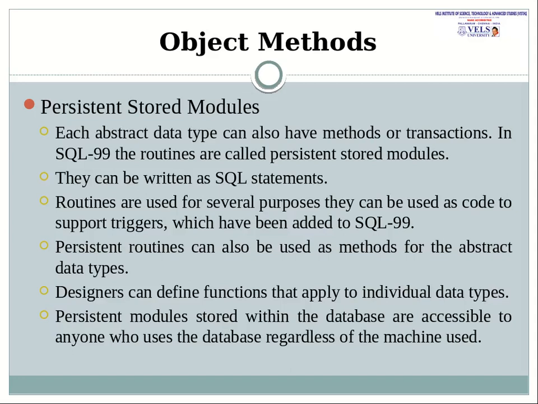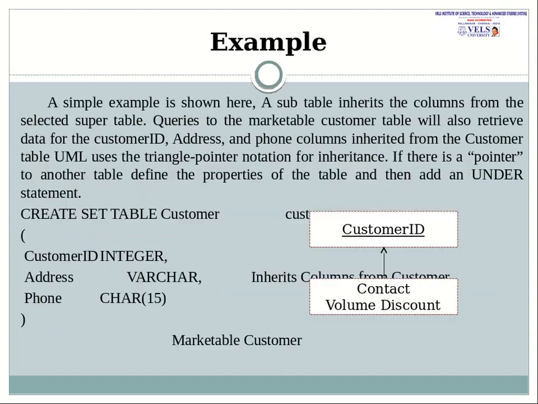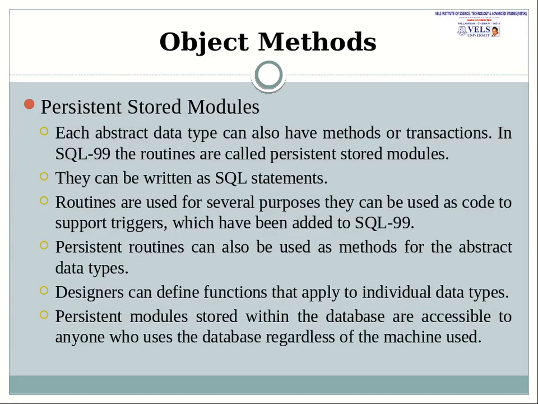And next, object methods. Here the persistent stored modules are used for object methods. What are persistent stored modules? Each data object, that is an abstract data type, can have methods or transactions. Classes have properties and methods. Properties are accessed directly with the help of the subtable and abstract data type. If you want to access a transaction or any method, the transactions and methods are called routines, which are held in persistent stored modules.